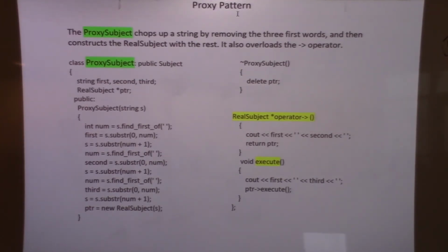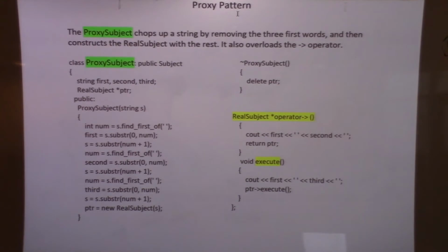Okay, so here is the proxy subject class, subclass of subject. Here is the destructor, and here's the overloaded pointer operator. It says operator pointer returns a real subject pointer. And here's the void method, execute. So it takes cout first, space, and third. And then it says ptr execute. So you can see that the proxy subject has access to the real subject. How? By having a pointer.